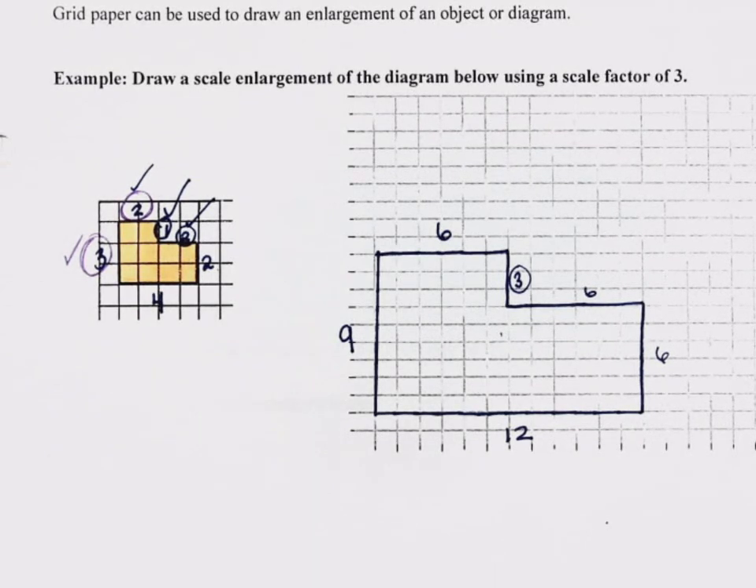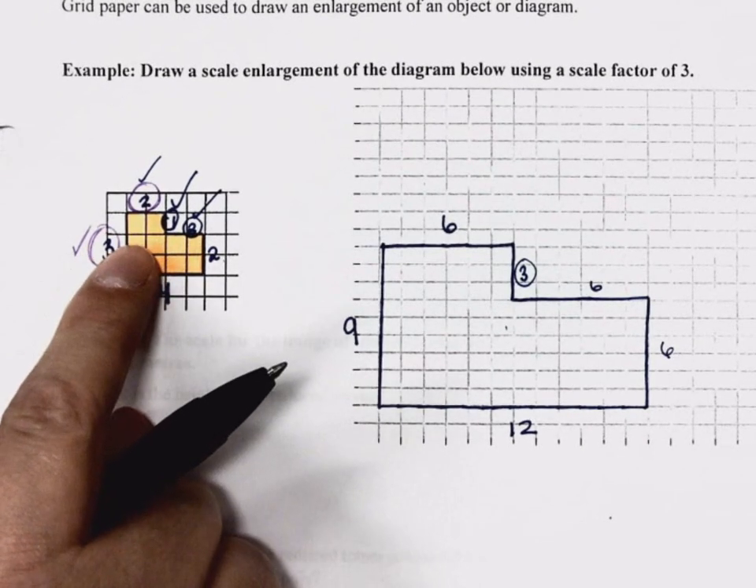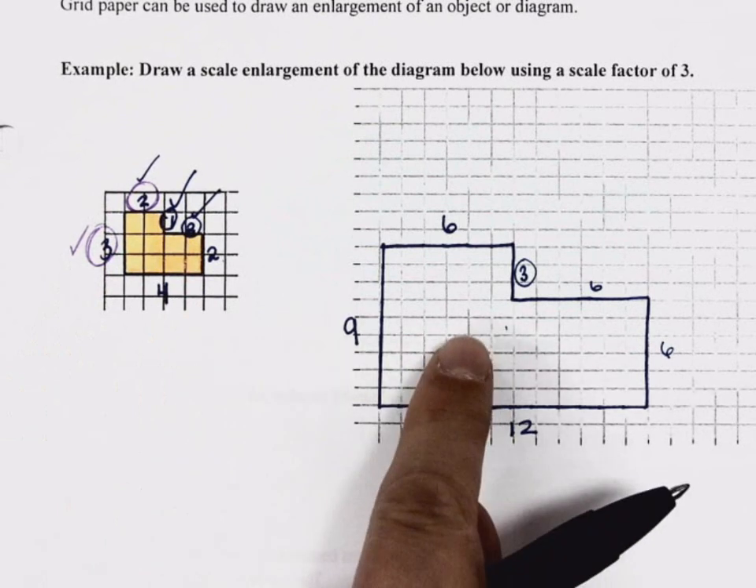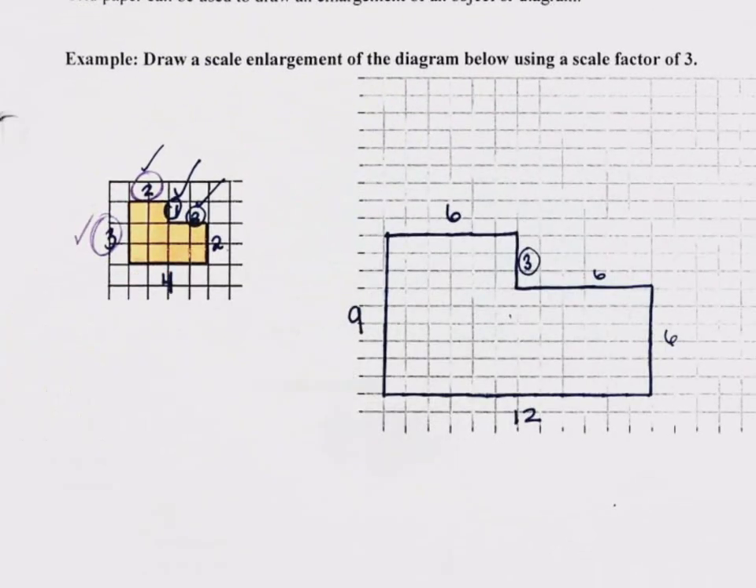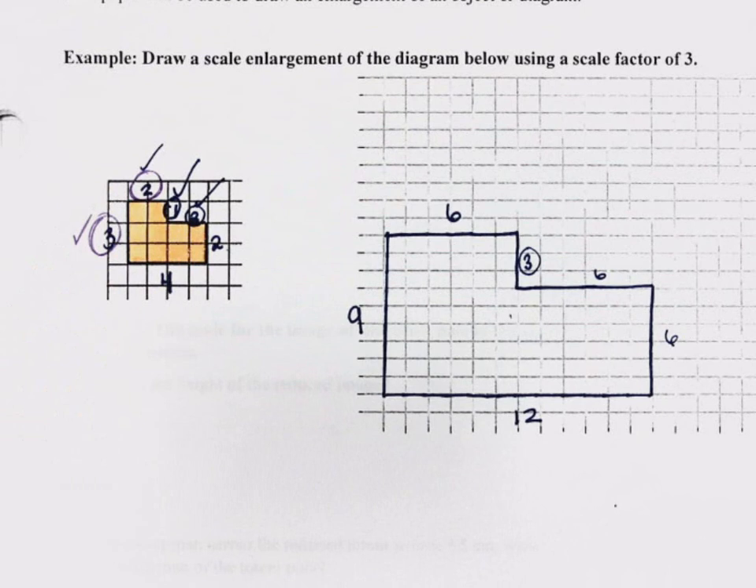And look at that. We took this diagram and we enlarged it by a factor of 3. So this shape is 3 times as big as that one. And that, ladies and gentlemen, is the beginning of scale factor. It's going to get a little bit more complicated, but for today, that's all we need to do.